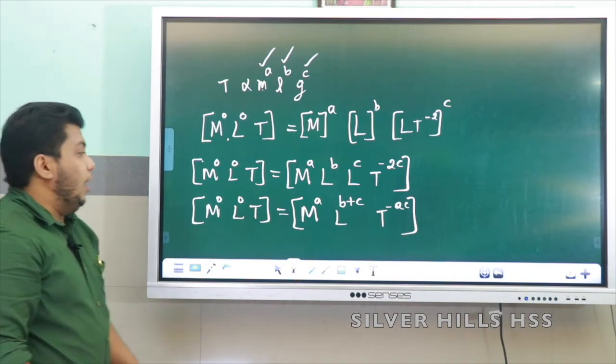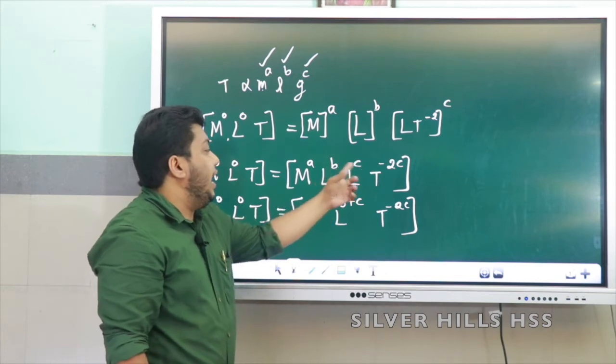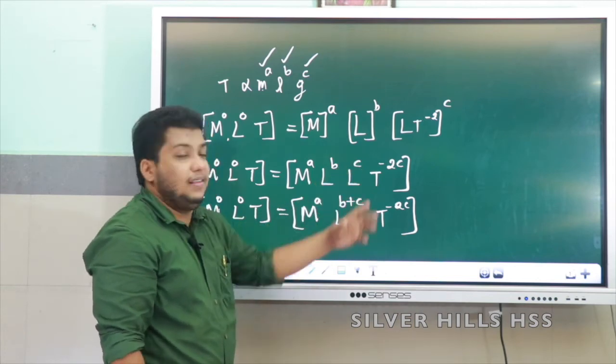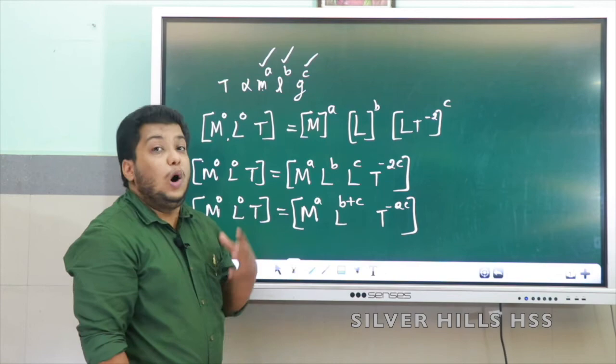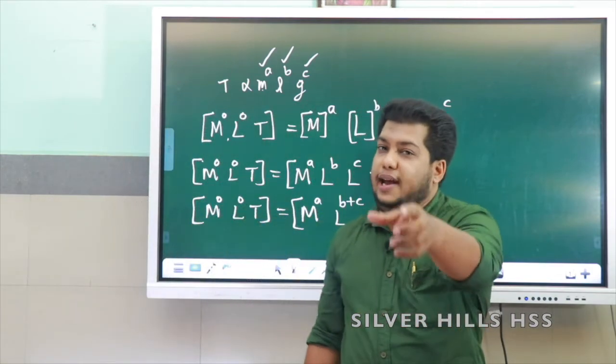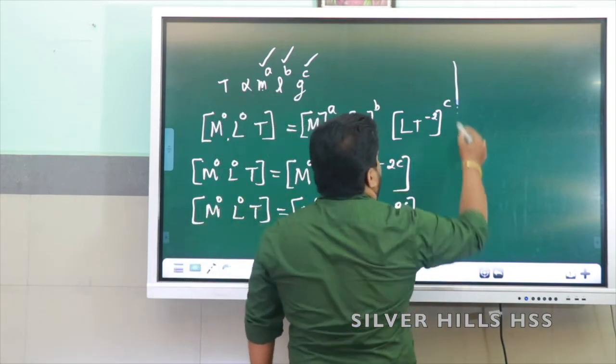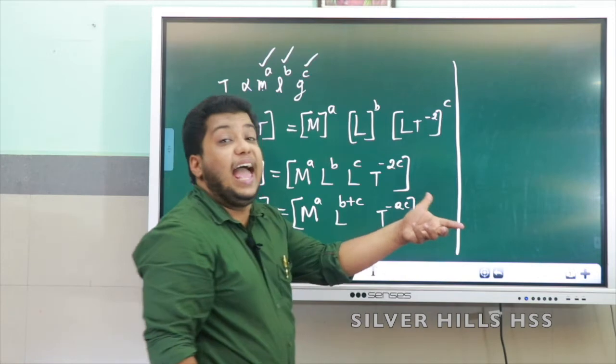Okay. So now we have added L raised to b into L raised to c. We can add the powers: L raised to b plus c. Now, according to the principle of homogeneity, we can find the values of a, b and c. Now we are going to find the values of a, b and c.